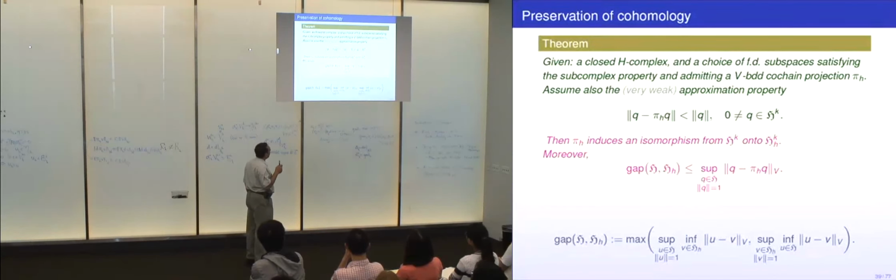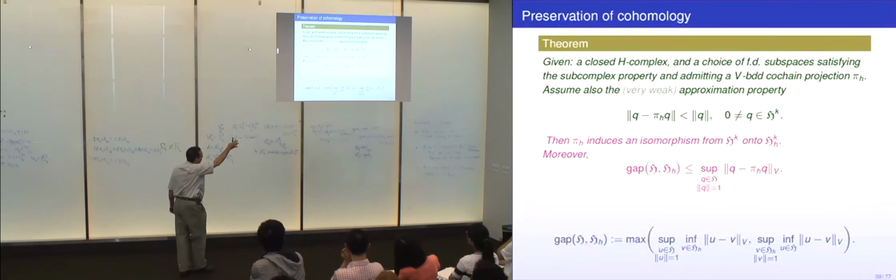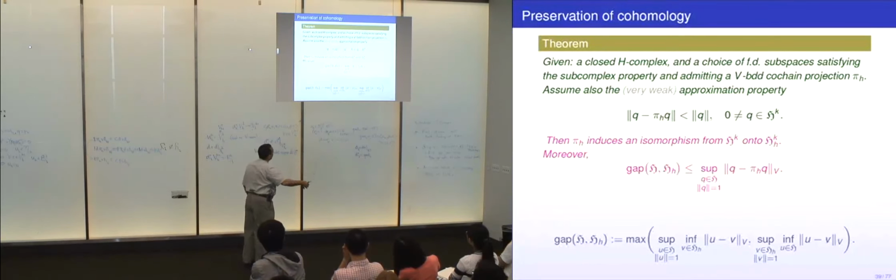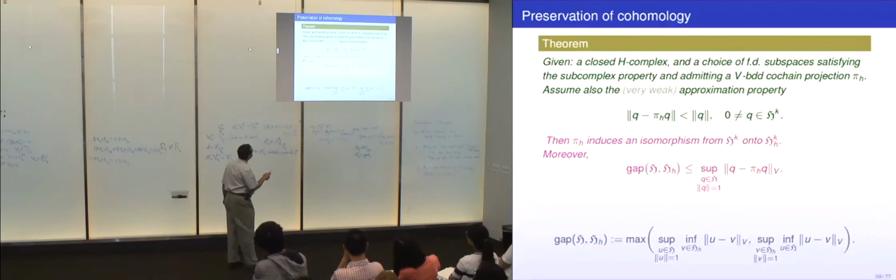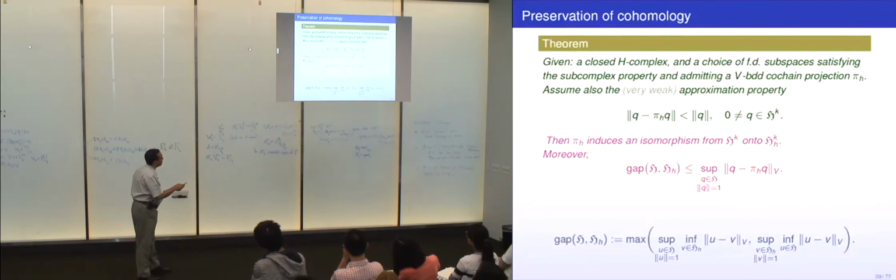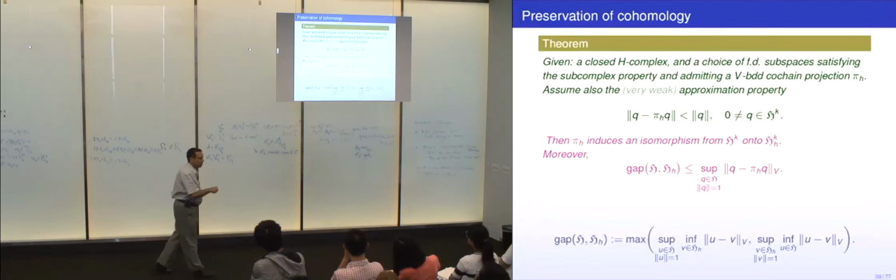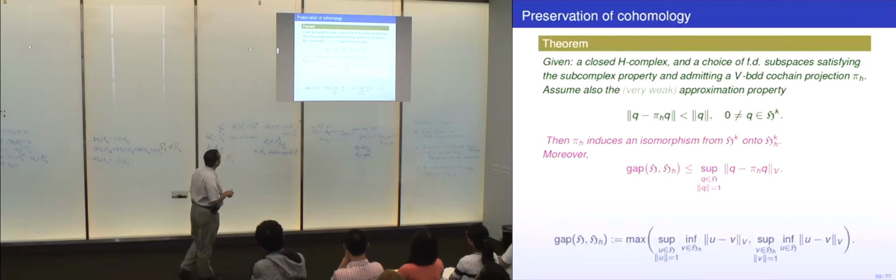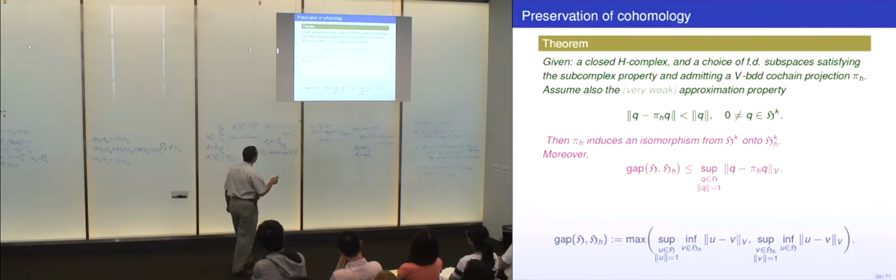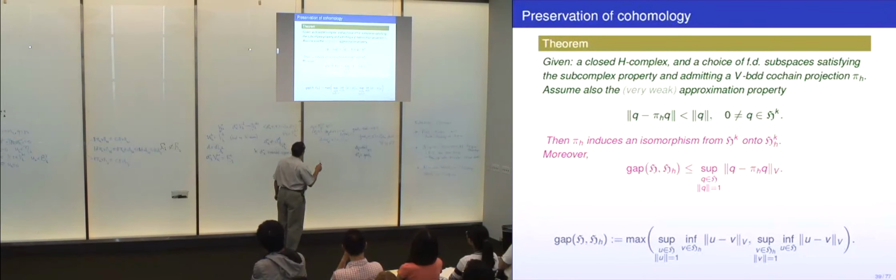Under those assumptions, pi h is a cochain map, so it induces a map from the cohomology of the top complex to the cohomology of the discrete complex. And the cohomology is canonically isomorphic to the harmonic forms. So pi h induces an isomorphism from the harmonic forms to the discrete harmonic forms. That's why the discrete harmonic forms always have the right dimension. Moreover, not only do they have the right dimension, but they're close to the true harmonic forms in the sense that the gap between these two finite dimensional spaces is as good as the approximation of harmonic forms. So you take a harmonic form, normalize it so it has norm 1, and ask how good is the pi h approximation of it.